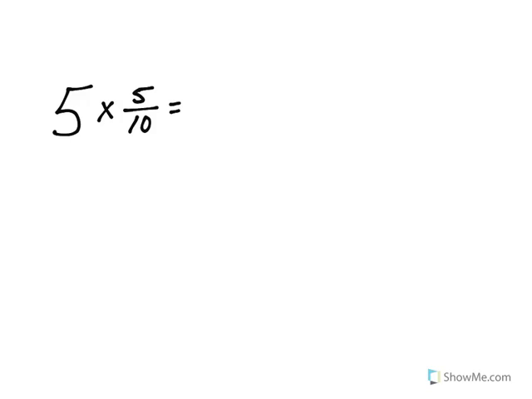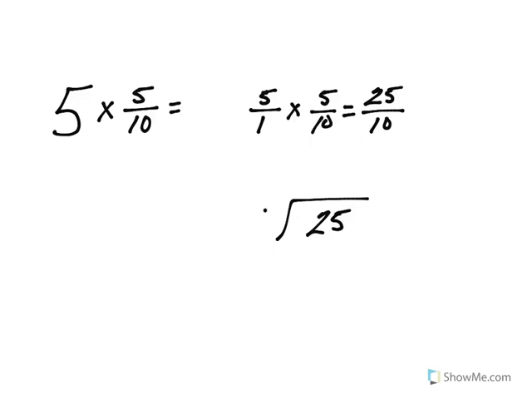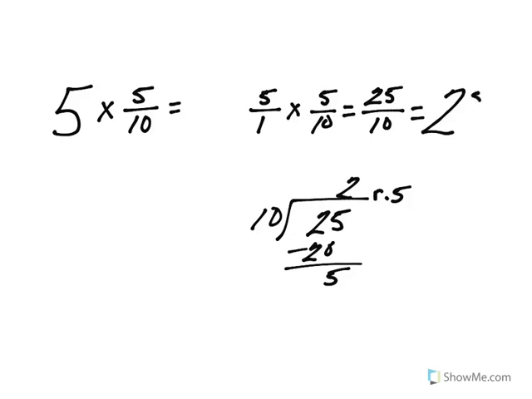And let's look at our last one here. We have 5 times 5 tenths. I'm going to put 5 over 1 times 5 tenths. And 5 times 5 is 25. 1 times 10 is 10. 25 divided by 10. I'm going to end up with 2 and a remainder of 5. So my whole number is going to be 2. My remainder is going to be my numerator, and my divisor is going to be my denominator.